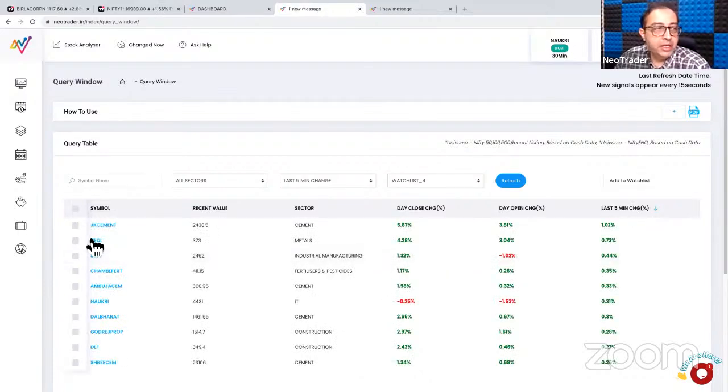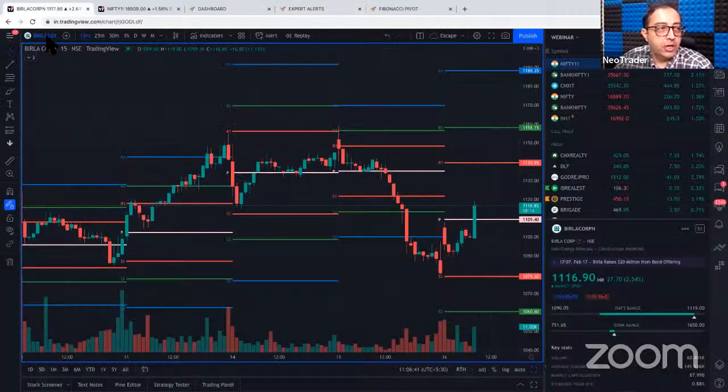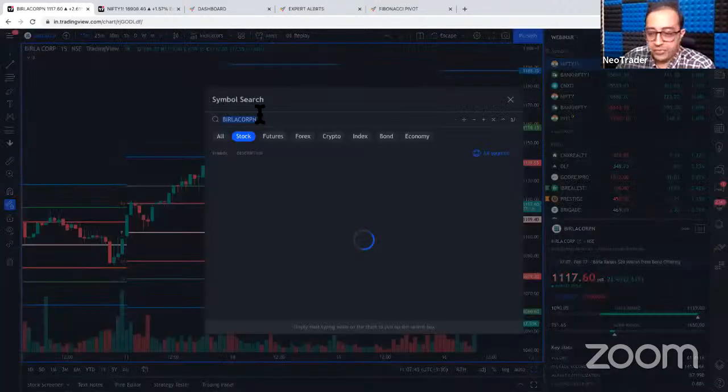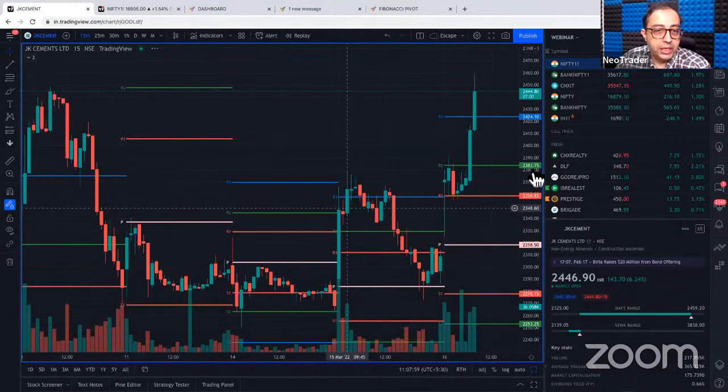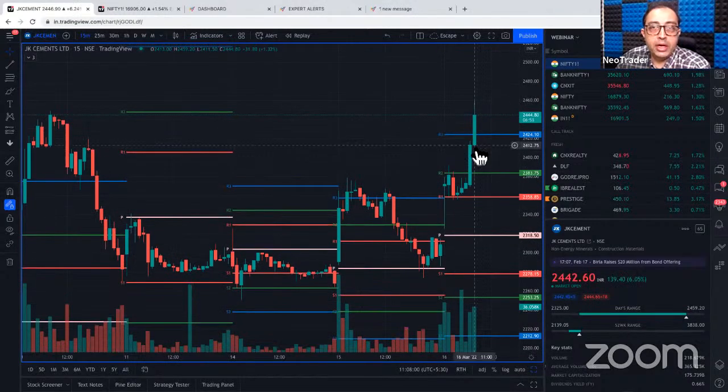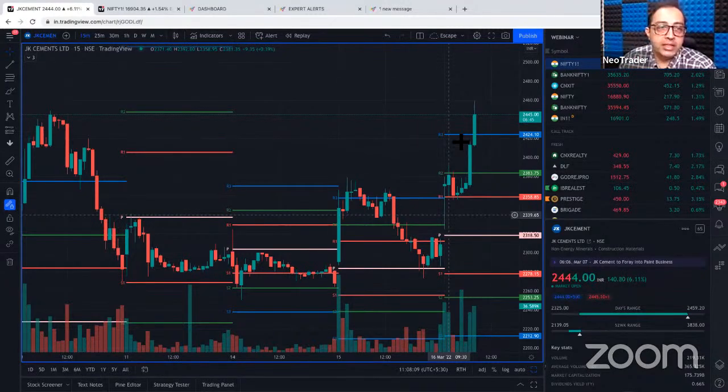Like JK Cement, there is a movement in JK Cement which you saw earlier also. We saw it on Shree Cement. Now, if you see here that the cement sector is moving, so let's take a look at JK Cement. I'm selecting some stocks from the mid cap space. You can see how the stock is set up. JK Cement is now crossing an important level, so it is setting up to be a good trade for the mid cap space. Every part of the market is covered, and that's how we have designed Neo Trader.